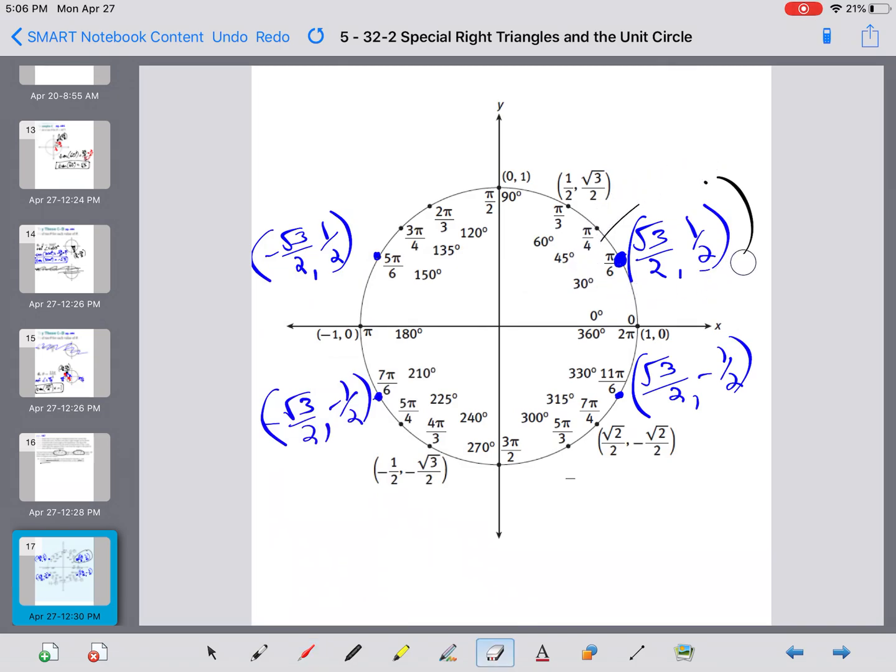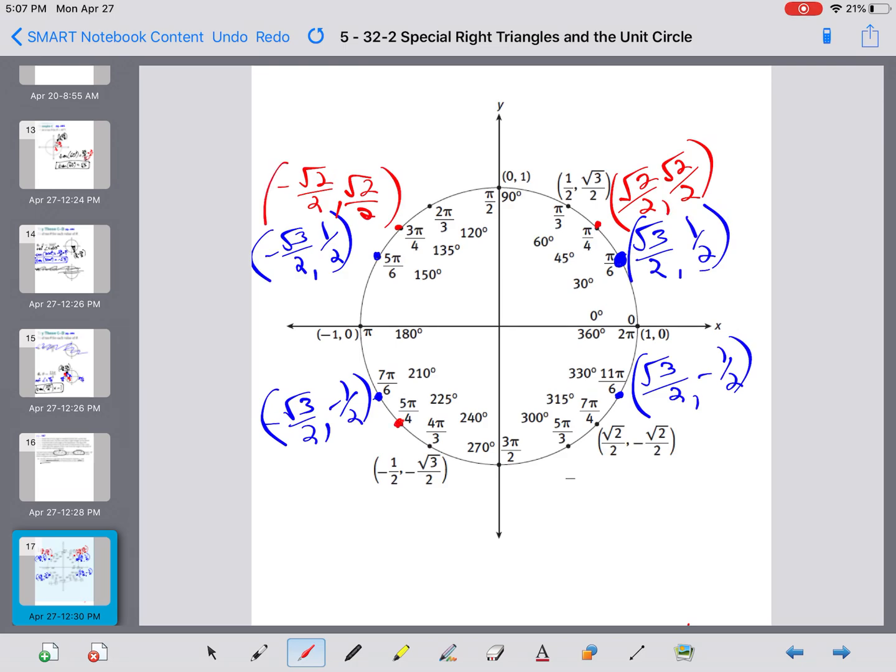Now, if we did the same thing with the 45-degree angle or the pi over 4 angle, let's do this in red. I wrote around, this would start as root 2 over 2 comma root 2 over 2, right? This spot over here, the only difference, it'd be a negative x, negative root 2 over 2, positive root 2 over 2. This point down here would be a negative x, negative root 2 over 2, and a negative y, comma, negative root 2 over 2.